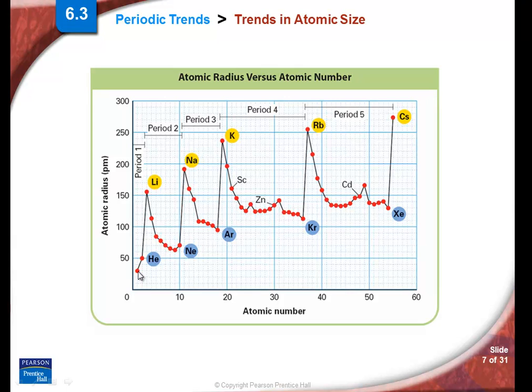So hydrogen, as you would expect, is very small, 30 picometers. Then when you get to helium, a little bit bigger. But then, look what happens when you go from helium to lithium. This huge jump, it increases over 3 times. If you think carefully about the electron configuration, this big jump actually isn't so surprising.